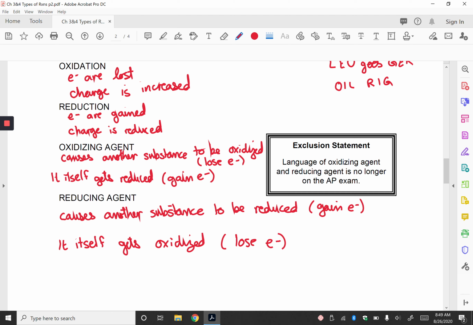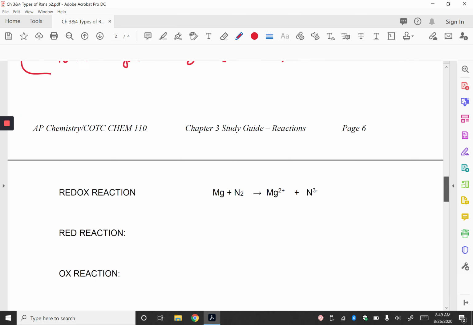So again, this part is not on the AP exam. This is just for your notes. So when you take your notes, you might want to write that down on the side. I mean, I have this here for you, but don't worry about studying that for the test or for the AP exam or anything like that. This is just for your own notes.